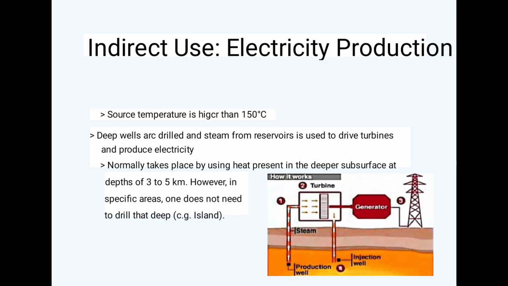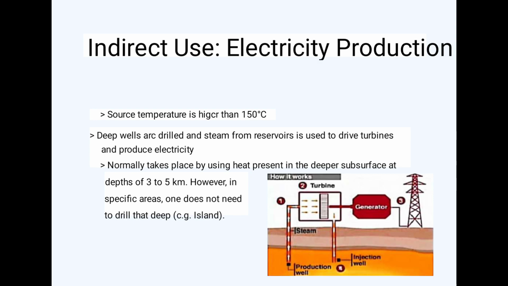Now we have discussed the advantages and the disadvantages of geothermal power generation. Sorry, the advantages are already over. It is now time to discuss the applications of geothermal power generation.